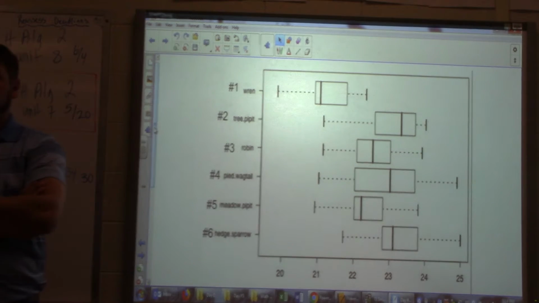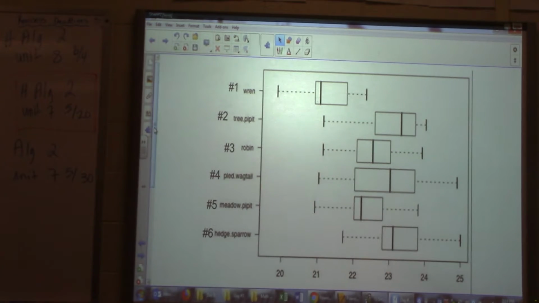What do you guys think? Mason? Hedge sparrow because its maximum is the greatest. Okay? What does it mean by overall? Like average? Like the overall, who has the biggest eggs overall, you think? Wouldn't it be hedge though? Because like their minimum is the greatest out of all of them too.